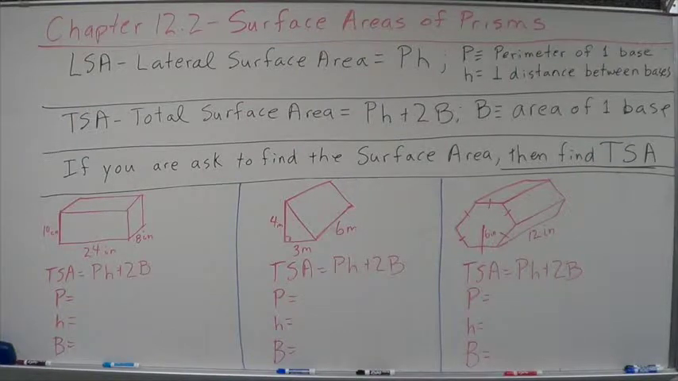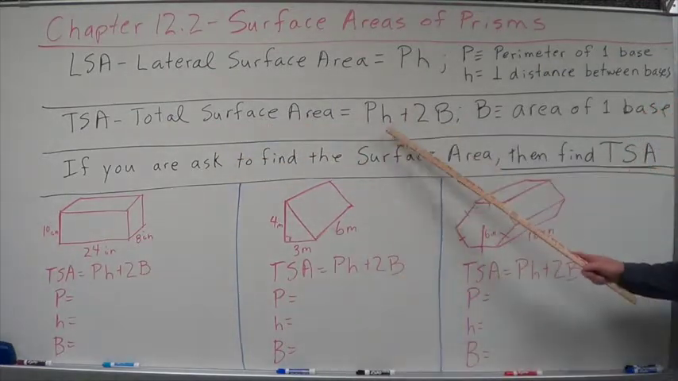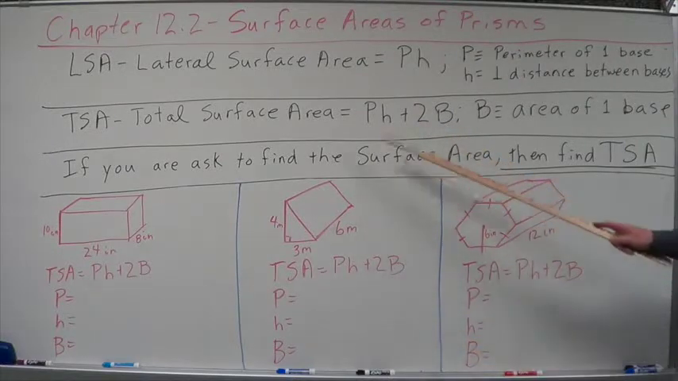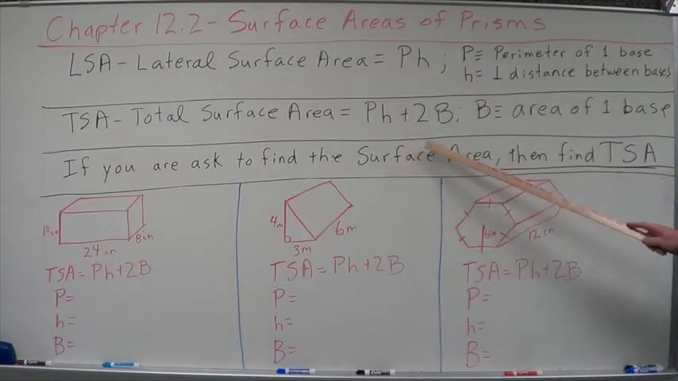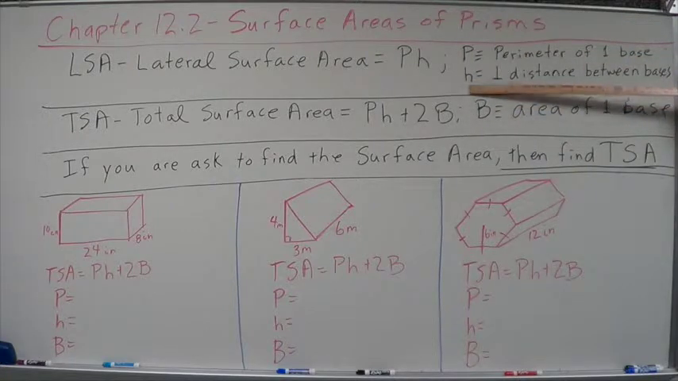Now let's look at some examples of how to find the total surface area. Total surface area is capital P times H plus 2B, where B is the area of one base. Remember, capital P is the perimeter of one base, and H is the perpendicular distance between bases.